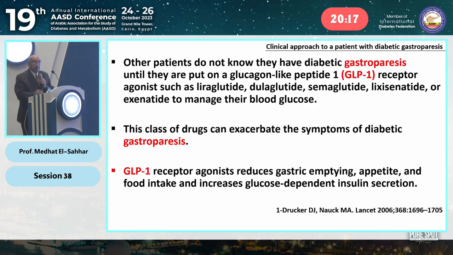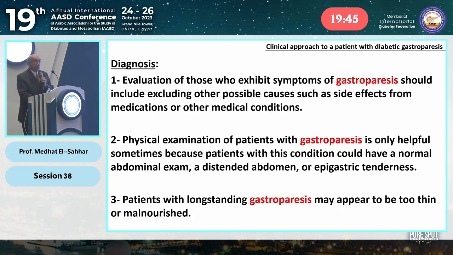Other patients do not know they have diabetic gastroparesis until they are put on a glucagon-like peptide GLP-1 receptor agonist, such as liraglutide, for example, because this class of drugs can exacerbate the symptoms of diabetic gastroparesis. So after the patient was prescribed this GLP-1 receptor agonist, he started to suffer from gastroparesis. When I listen to this, I have to make a diagnosis.